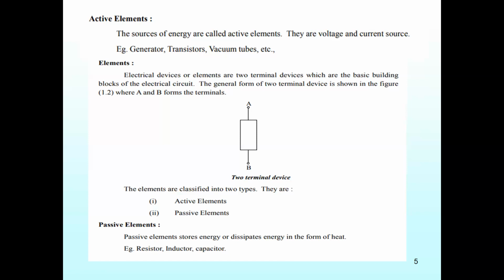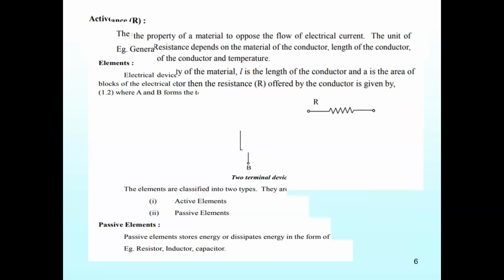Then second, passive elements. Passive elements store energy or dissipate energy in the form of heat. Resistor, inductor, capacitor are called passive elements. Out of the three passive elements, inductor and capacitor are energy storing elements. Resistor dissipates energy in the form of heat. So all these elements have two terminals and are connected in the circuit. So they are the building blocks of the electrical circuit.